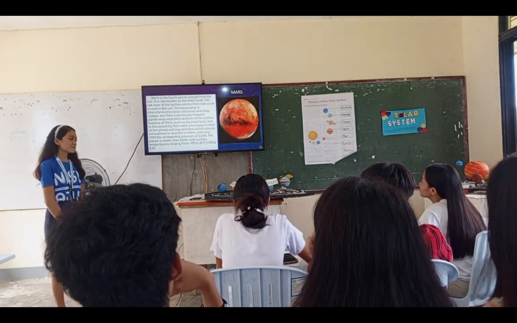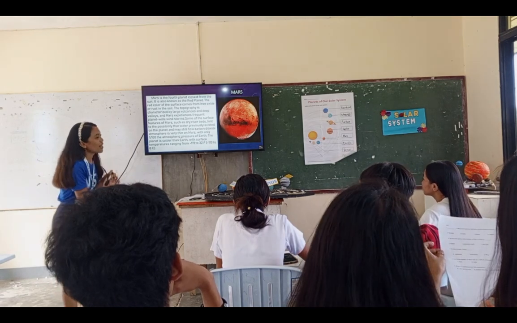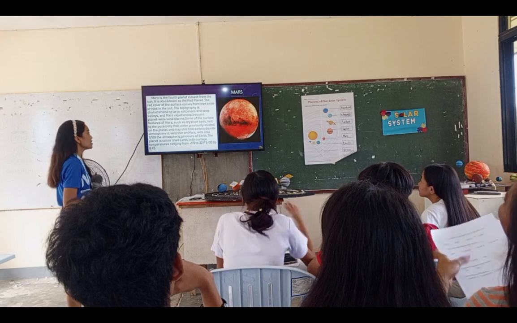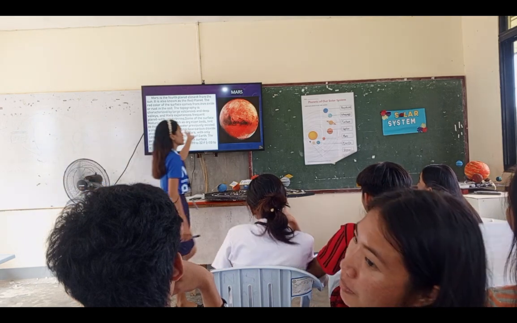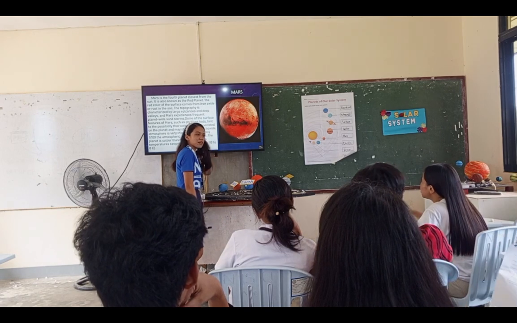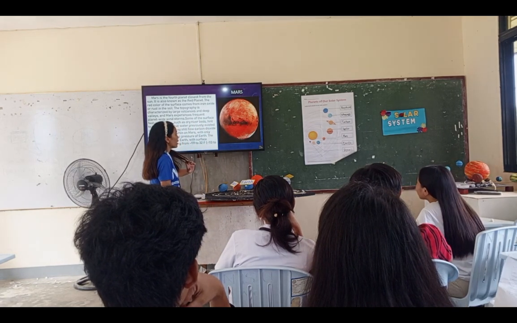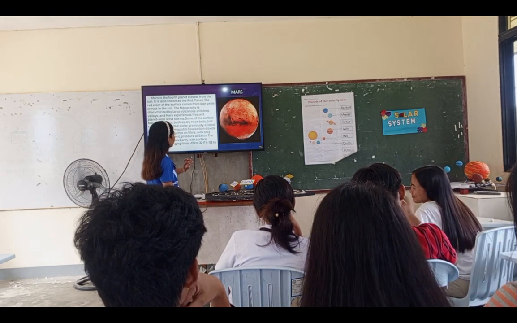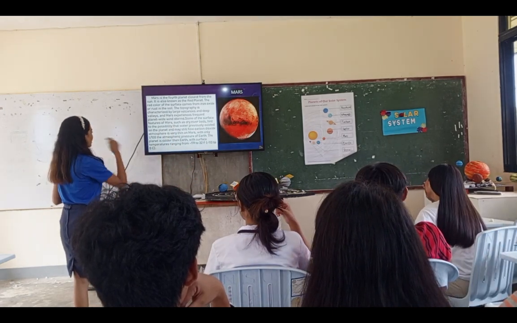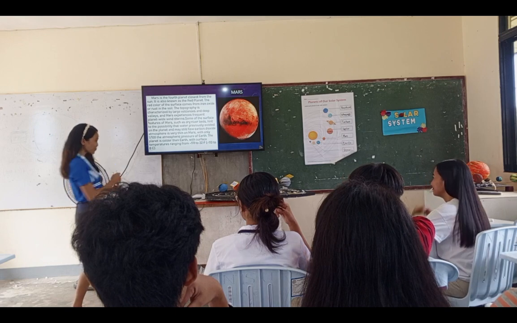So, Mars. Mars is the fourth planet closest to the sun. It is also known as the red planet. You can see here that Mars' color is red. That is maybe black, yes. That is shadow. Okay, we will discuss that another day.